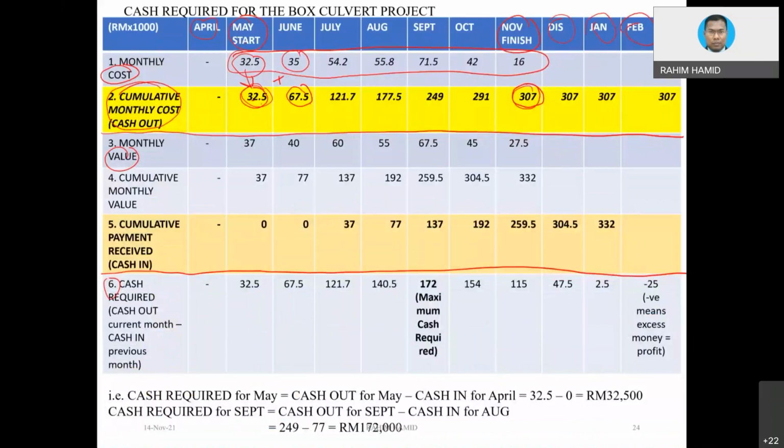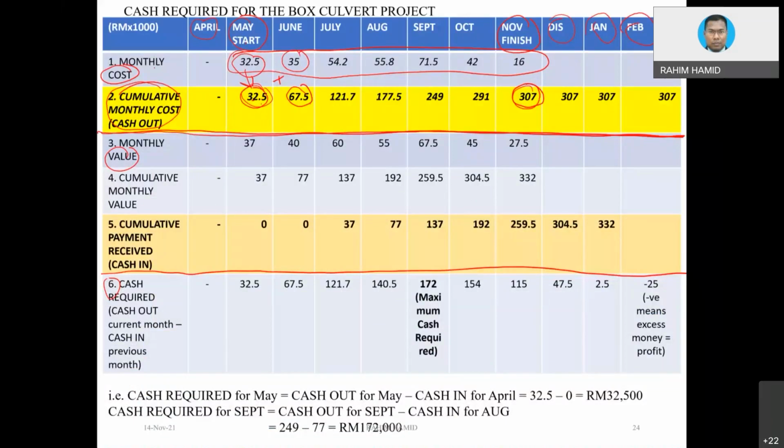Then for the cost part, it is quite easy. You just have to identify what could be the monthly cost, and then you make it cumulative monthly cost. That's it. You don't have to do anything.